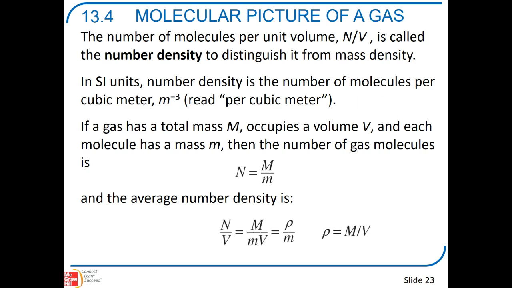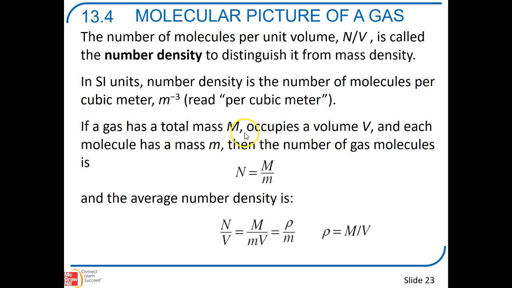This is the last section for chapter 13. And this one just says the number of molecules. This is looking at the molecular picture of a gas. So the number of molecules of a gas per unit volume is called a number density. So in SI units, we just do this in the number of molecules per cubic meter, or meter negative 3. So that's read per cubic meter.